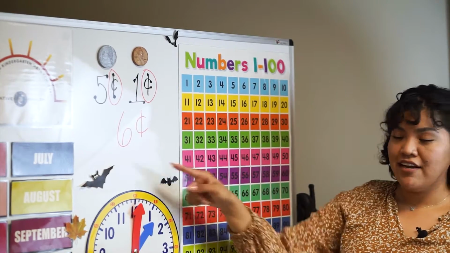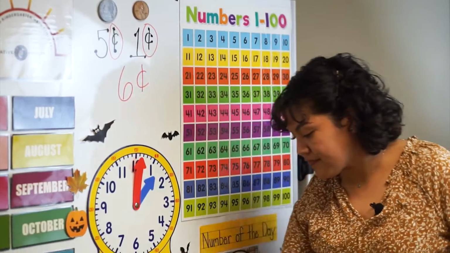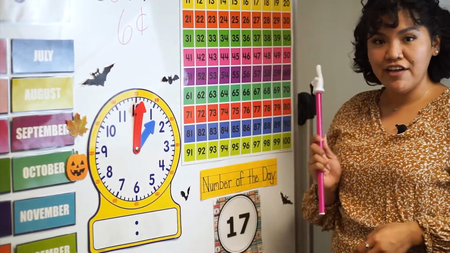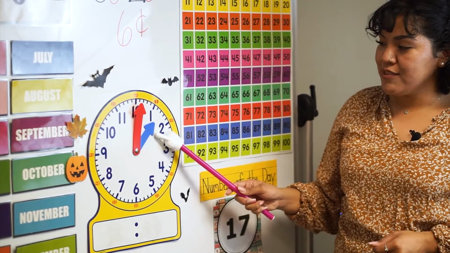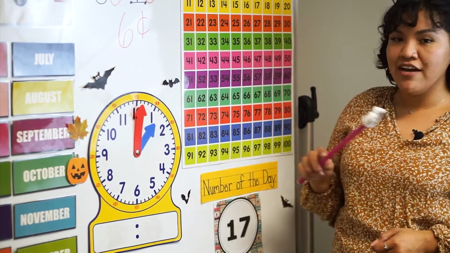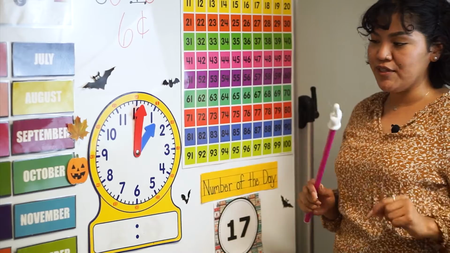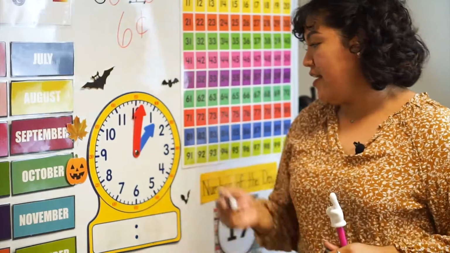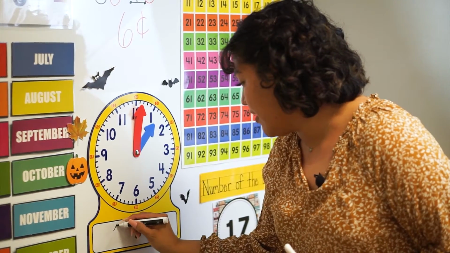Okay, let's go to our clock. Let's see what time it is on our clock. The hour hand is pointing at 1. The minute hand is pointing at 12. That means it is 1 o'clock. Okay, so we're gonna get our dry erase marker and we're gonna write 1 o'clock right here.